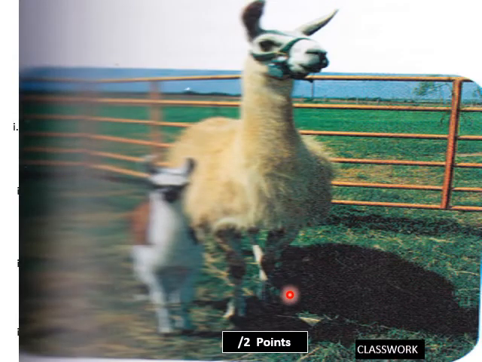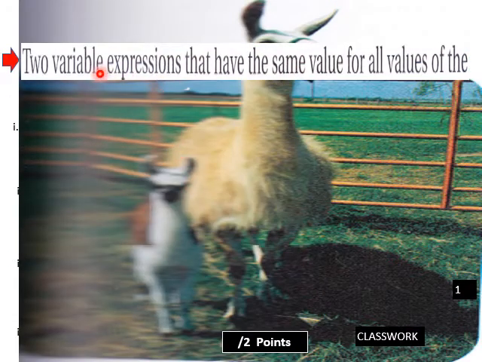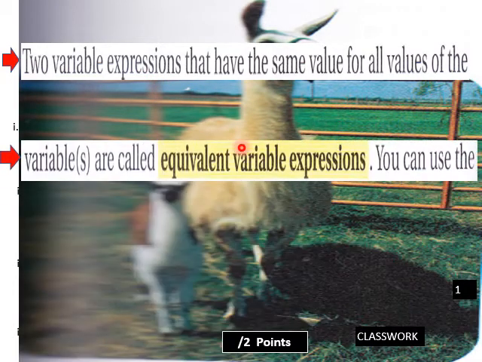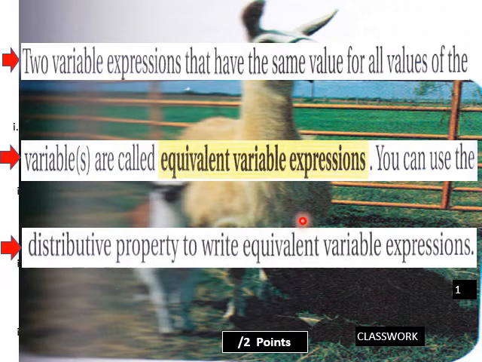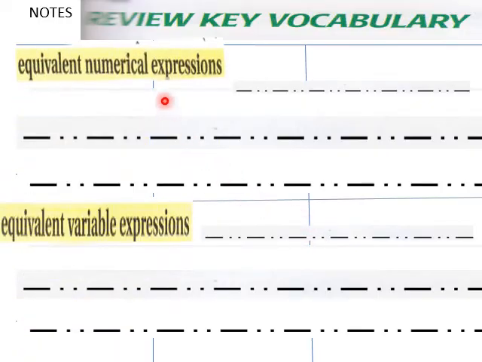Go right into today's lesson, page 1. Two variable expressions that have the same value for all values of the variables are called equivalent variable expressions. You can use the distributive property to write equivalent variable expressions. So to do that, I want you now, students, to define equivalent numerical expressions here in your own words, and then equivalent variable expressions down here. Define that. You have numerical and you have variable expressions. So let's get that straight.